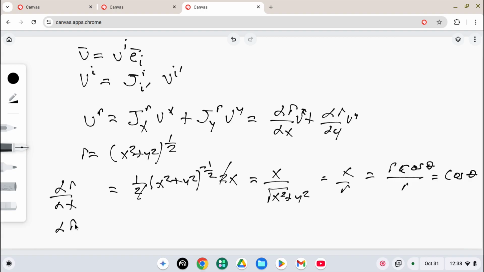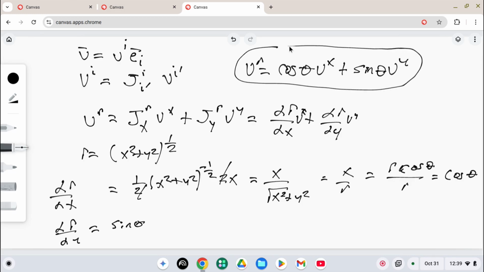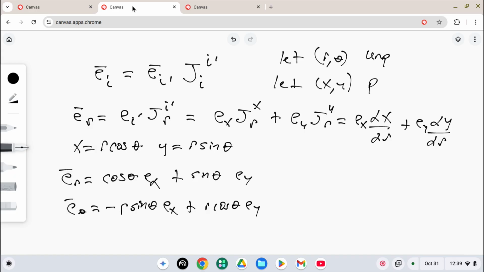Now we need the partial of r with respect to y. And by symmetry, you're going to see that this is just going to be y over r. And y was r sine theta. The r's cancel, so it's just sine theta. So we can go up here and write V^r is equal to cosine theta V^x plus sine theta V^y. Okay? So here we did a contravariant transformation, and over here we did a covariant transformation, right?